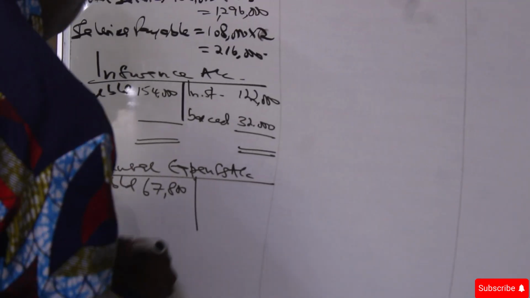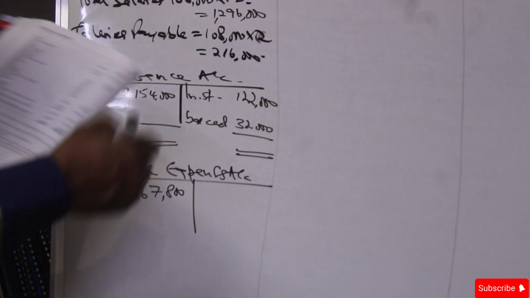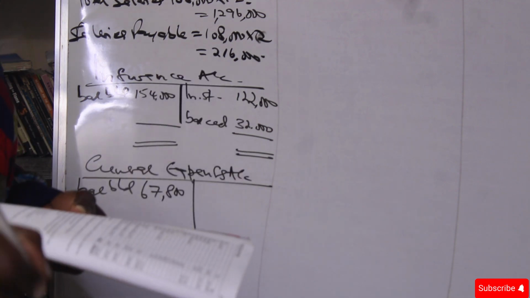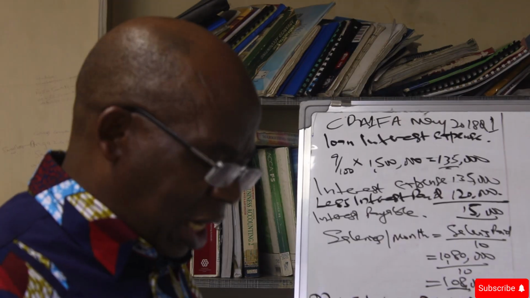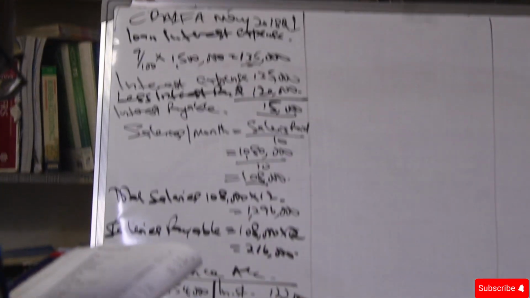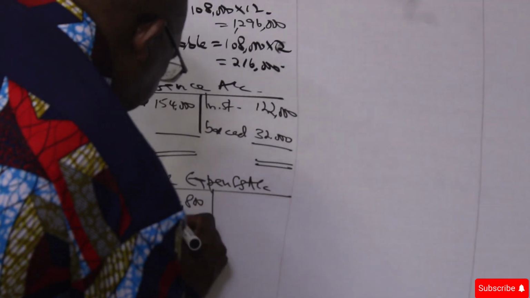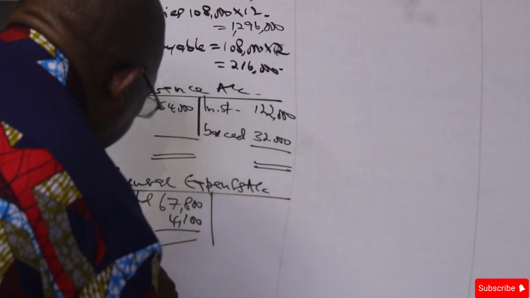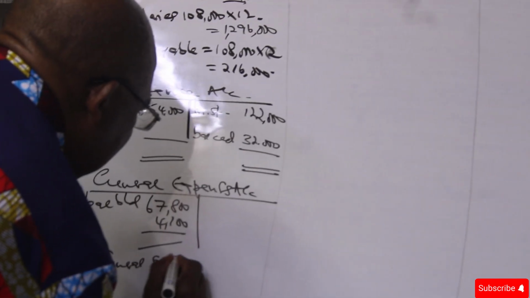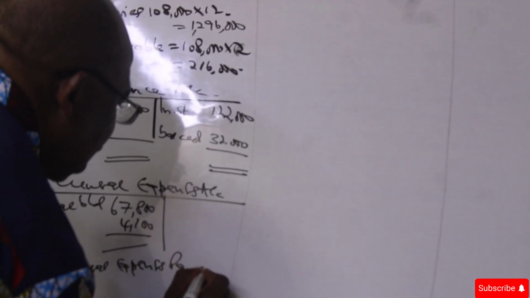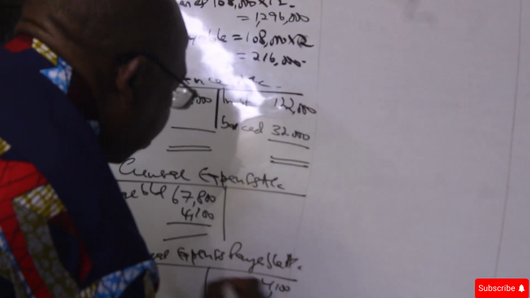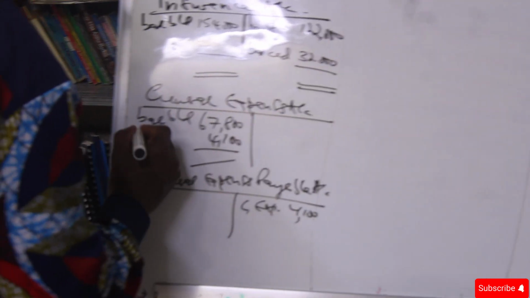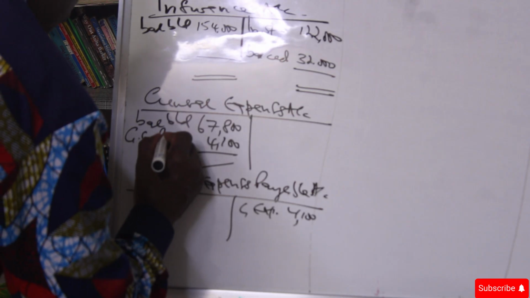67,800, and we are told we have not paid. So remember, we recognize expenses when incurred, not necessarily when paid. And therefore, we add 4,100, but we are saying there is something called general expenses payable. So we are adding 4,100 to general expenses, and we record general expenses payable.